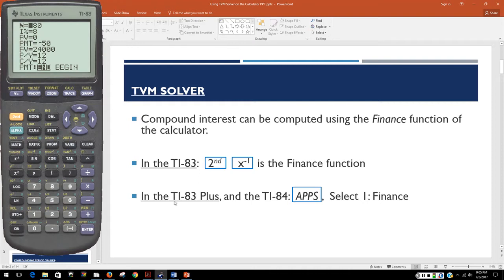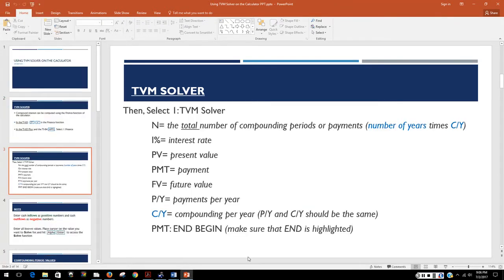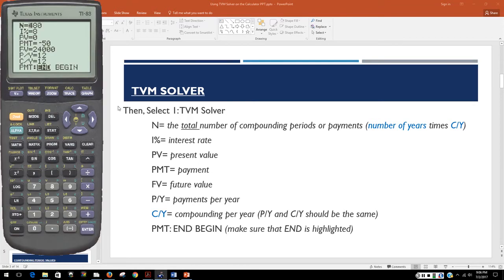Now, if this were the TI-83 Plus or the TI-84, rather than hitting second and X to the -1, you would hit apps and then select number 1, which is finance, and you would come to the same place, to this TVM solver. So what does this thing do?